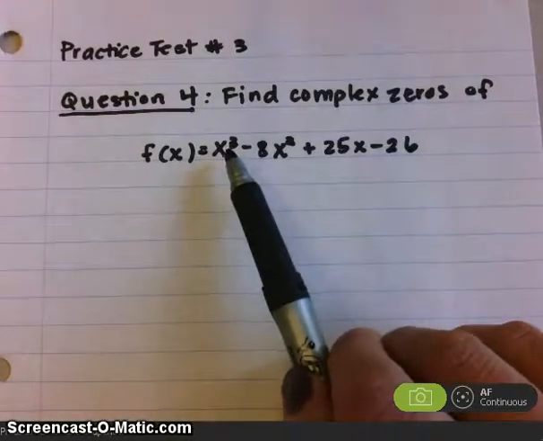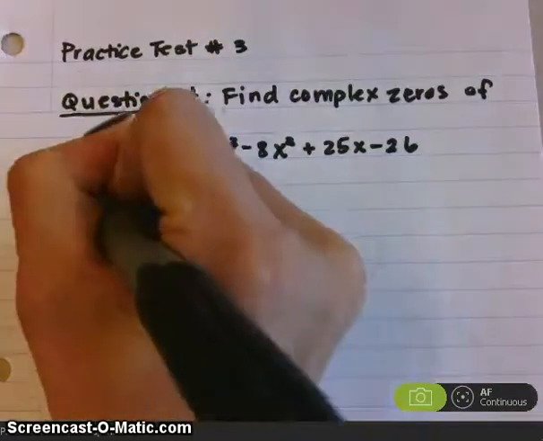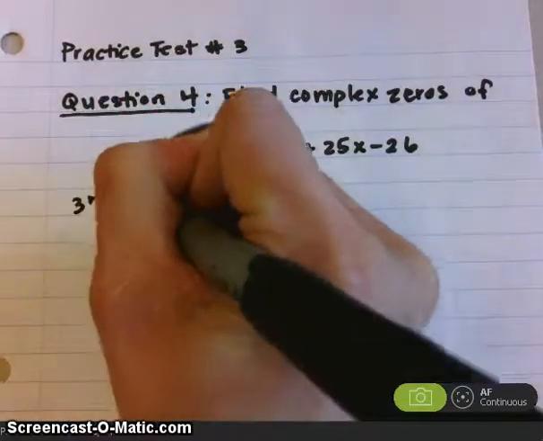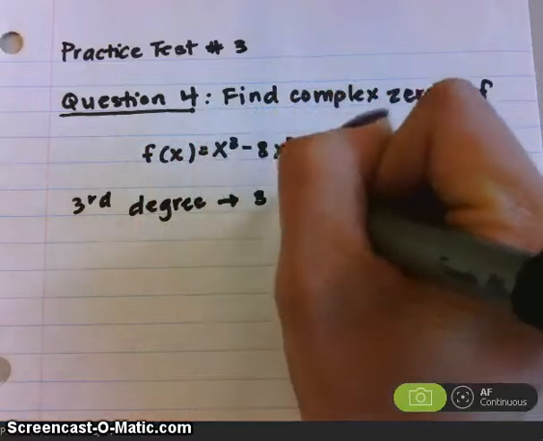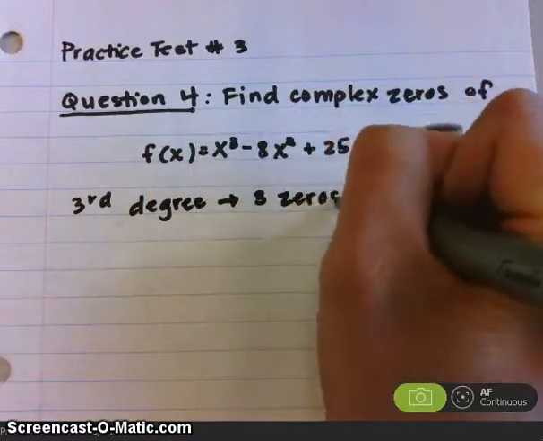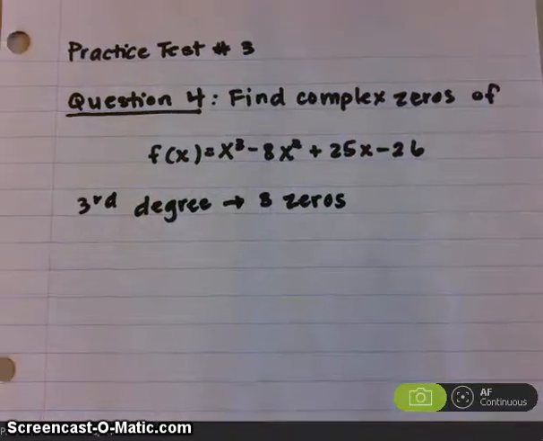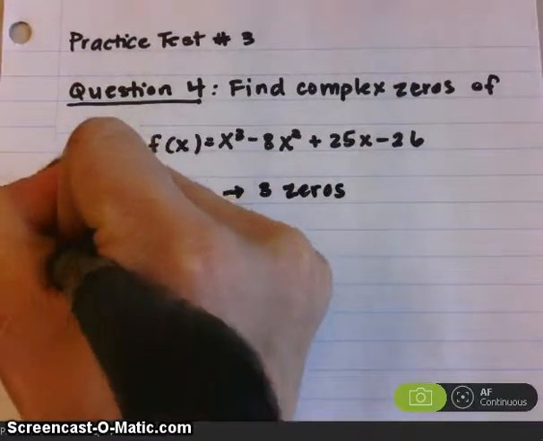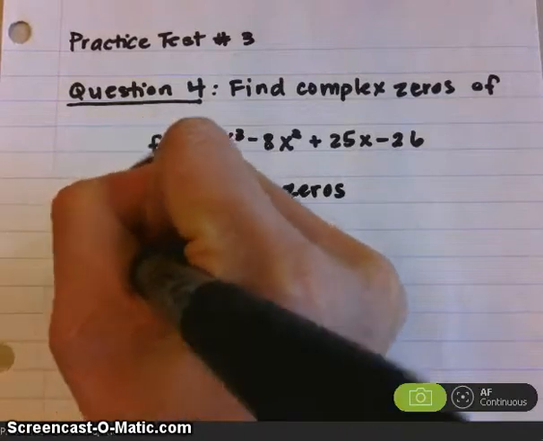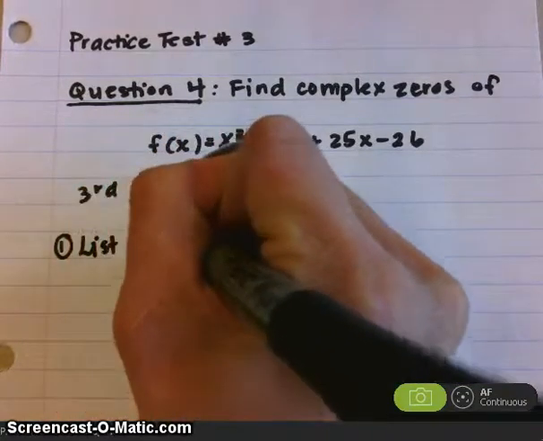This is an x cubed, so this is a 3rd degree polynomial. That means that it should have 3 zeros at the most. And so what I need to do first is find one rational, real zero. So I'm going to start by listing all of my potential rational zeros.